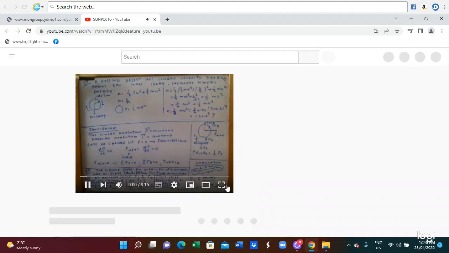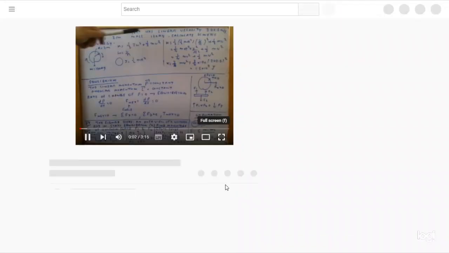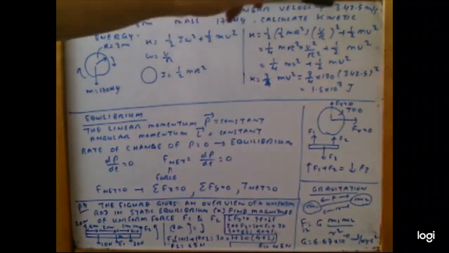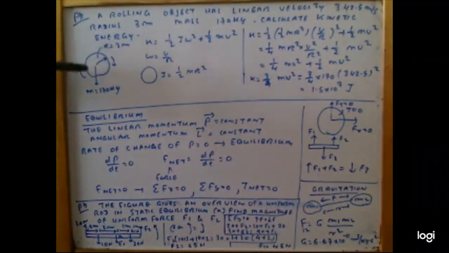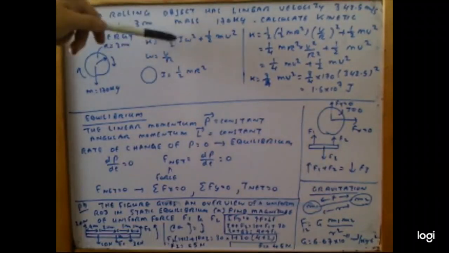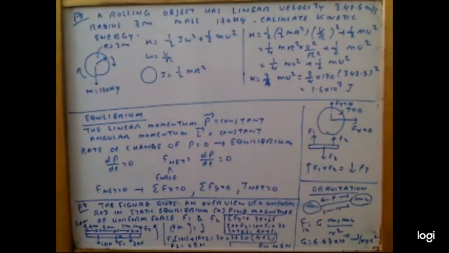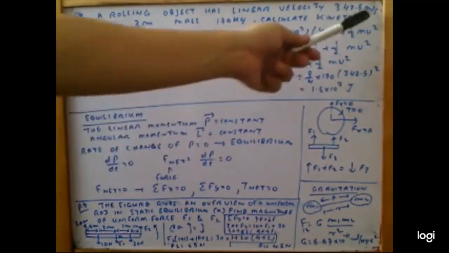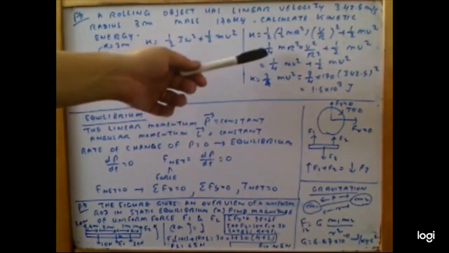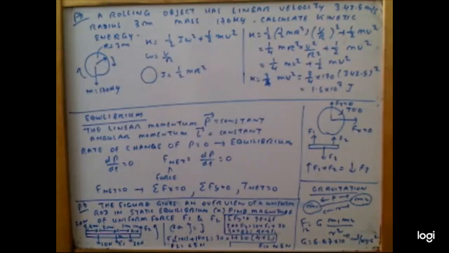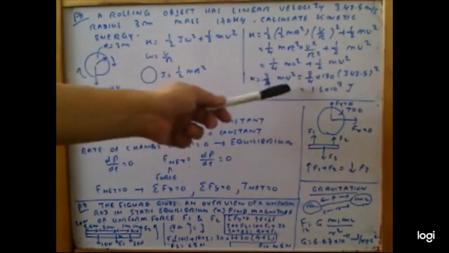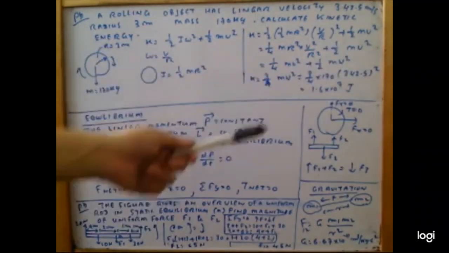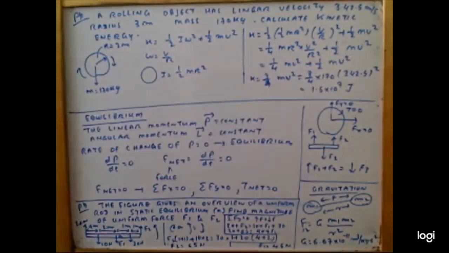In this problem, a rolling object has a linear velocity 42 by 5 meter per second. Radius is 3 meter, mass 170 kg. You have to calculate the kinetic energy. So K is equal to half I omega square plus half M V square. In this case, I is equal to half M R square, and omega is V by R. By solving this, you get half M V square plus half M V square, which is 3 by 4 M V square. Then the mass is 170, velocity is 42 by 5. We substitute, and you get 1.5 into 10 power 7 joule.